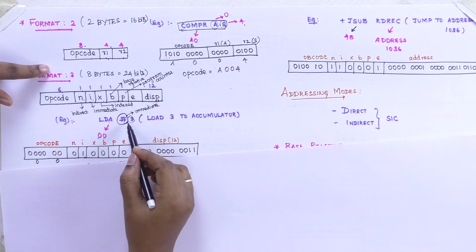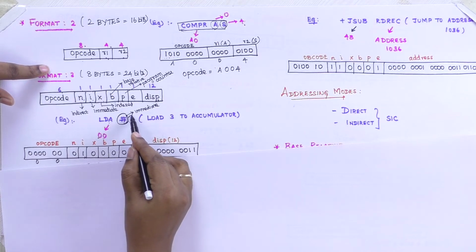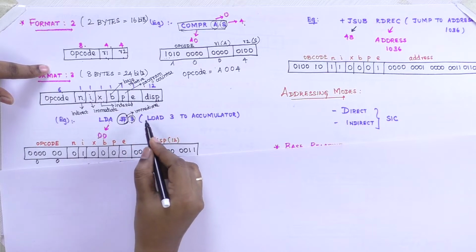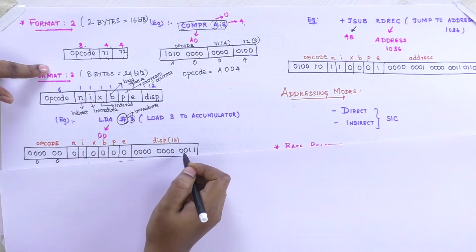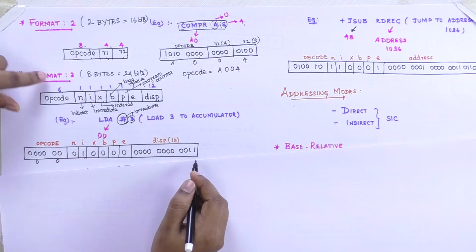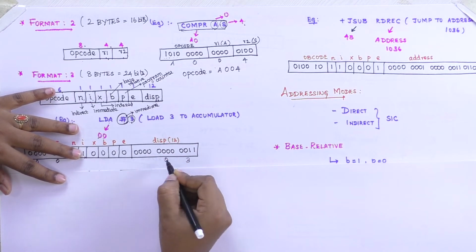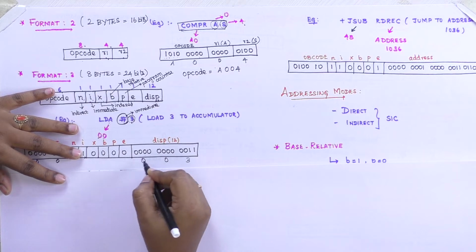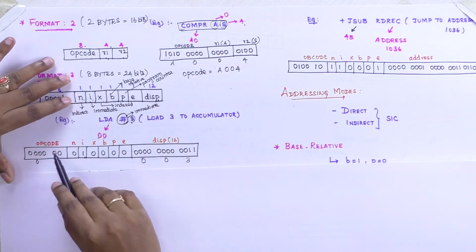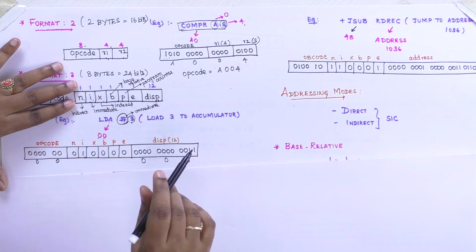Then displacement. As I told before, in the displacement place we have to keep this value as it is. So 3 is represented as 0, 1, 0, 0, 1, 1. So this is 3. Since we have to represent it in 12 bits, I am appending 2 zeros in the prefix. So this is the final instruction layout.